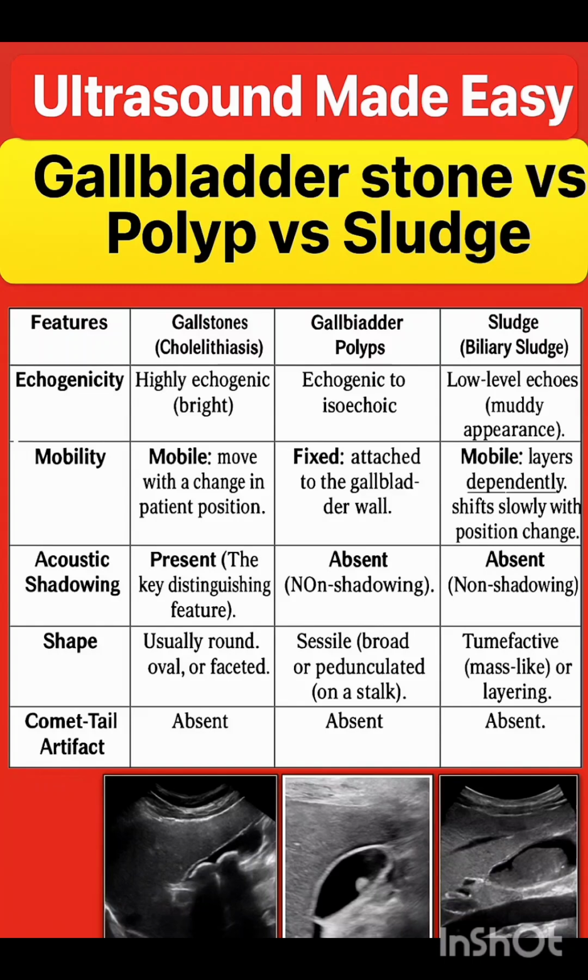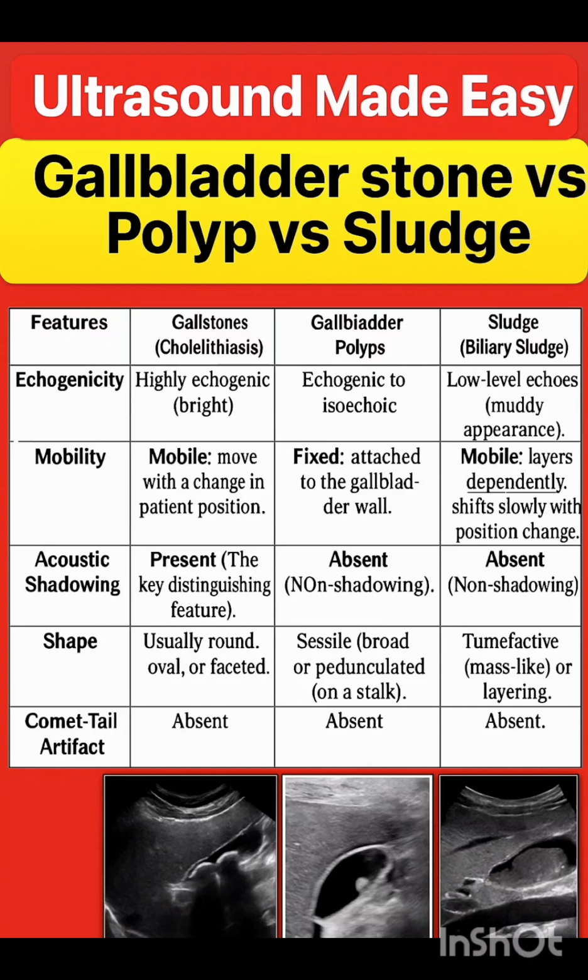Acoustic shadow. Gallbladder stones always show acoustic shadow. The key distinguishing feature of a gallbladder stone is that it is always present with acoustic shadow. A GB polyp does not show shadowing. Sludge also does not show shadowing. So the key differentiation is that the gallbladder stone always shows the acoustic shadow.